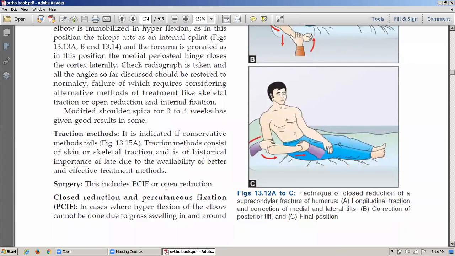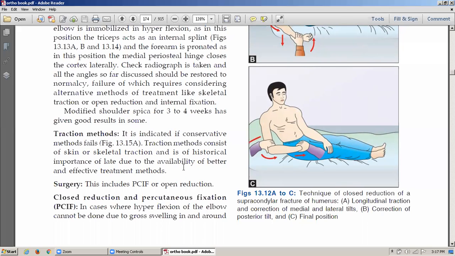So it is restored to normalcy, and failure of which requires considering alternative methods of treatment like skeletal traction or open reduction and internal fixation. A modified shoulder spica for 3 to 4 weeks has given good results. Traction methods are indicated if the conservative method fails. The traction method consists of skin or skeletal traction and is of historical importance.